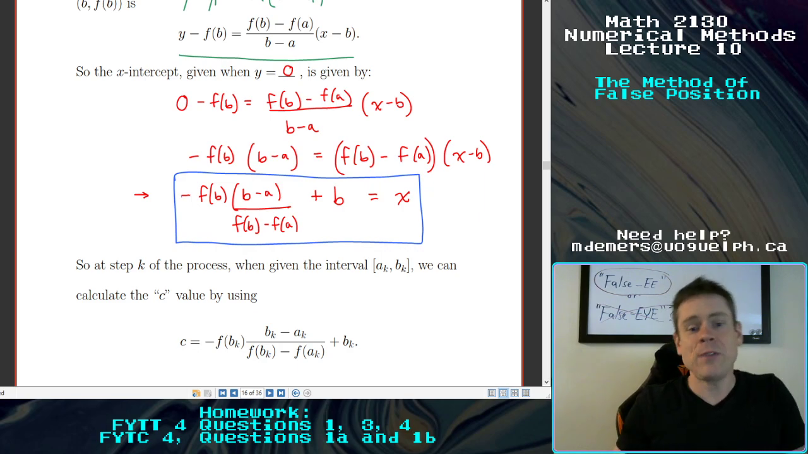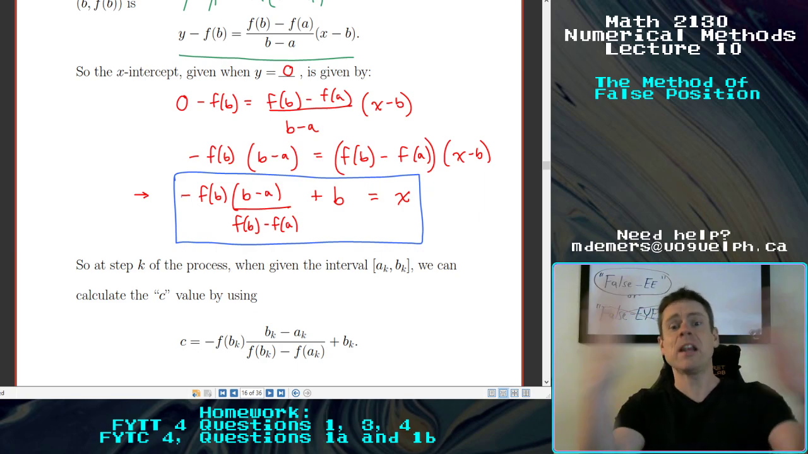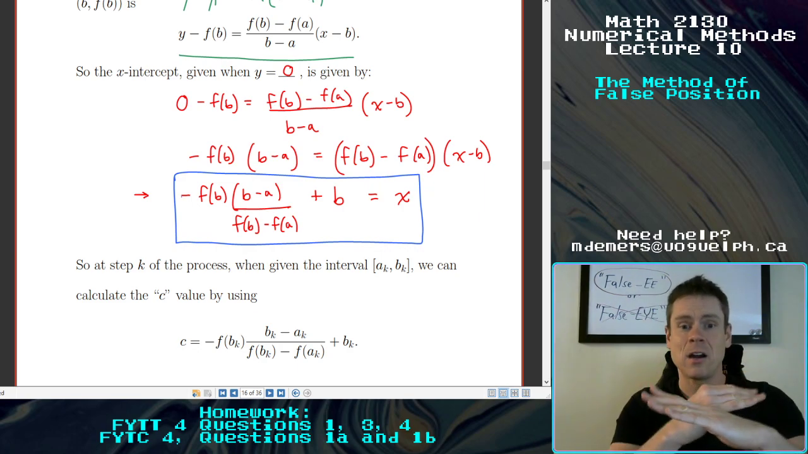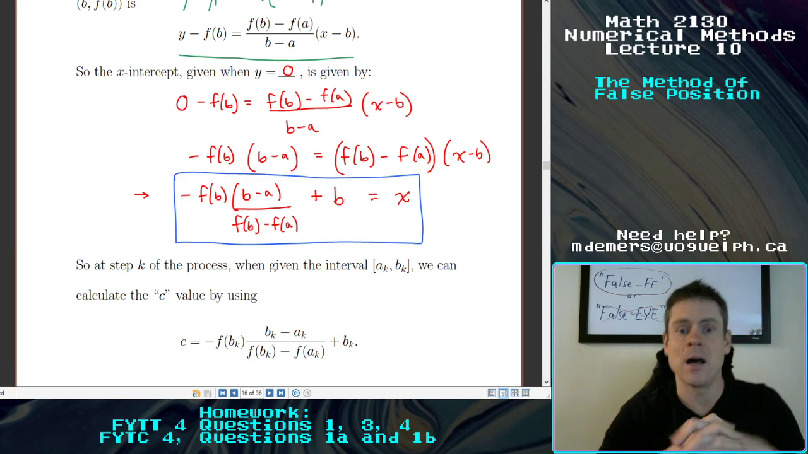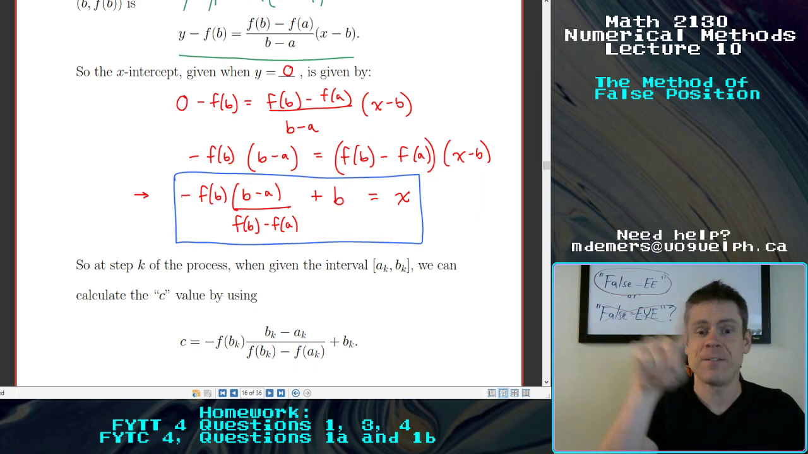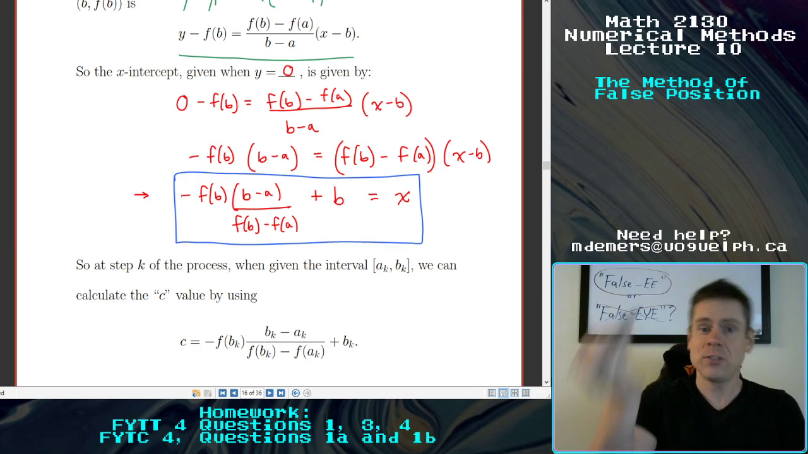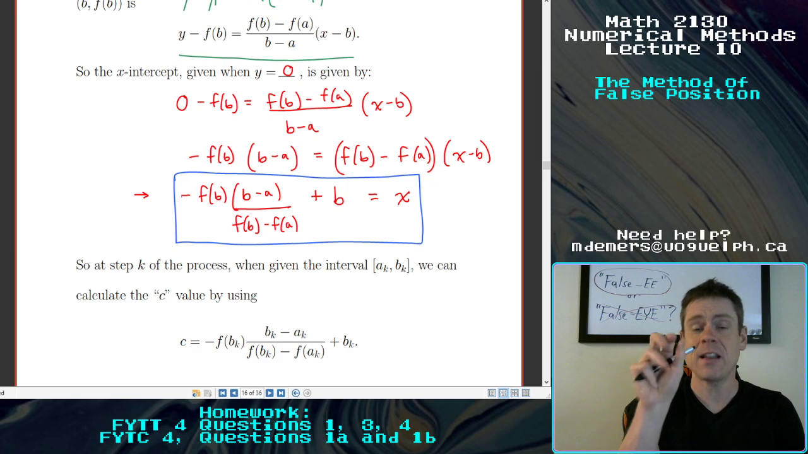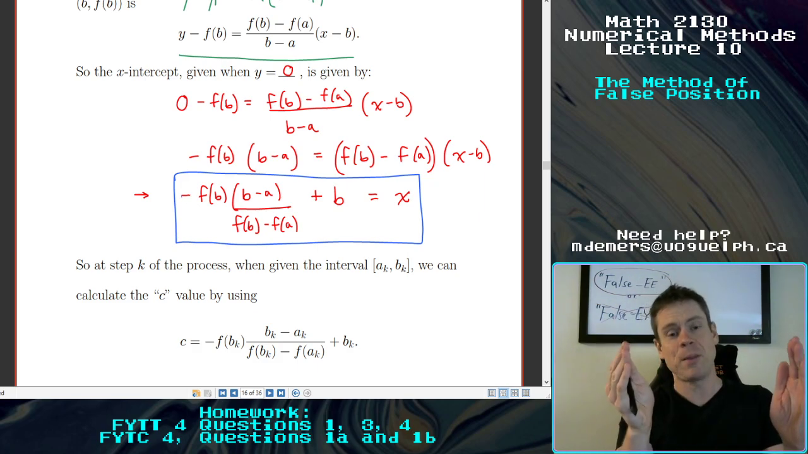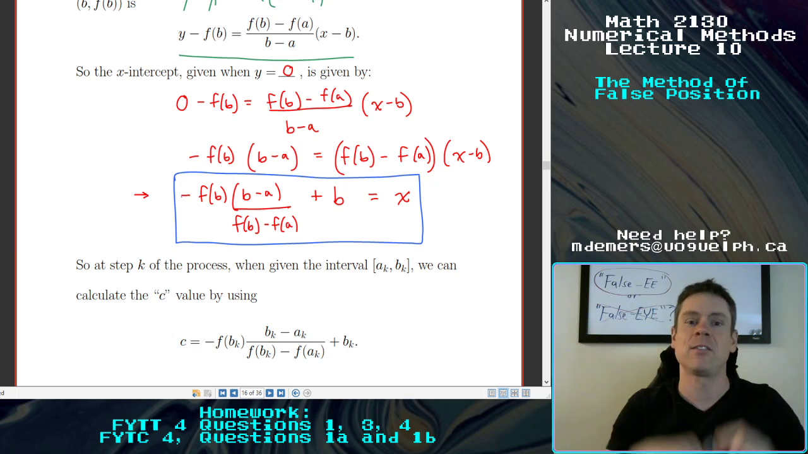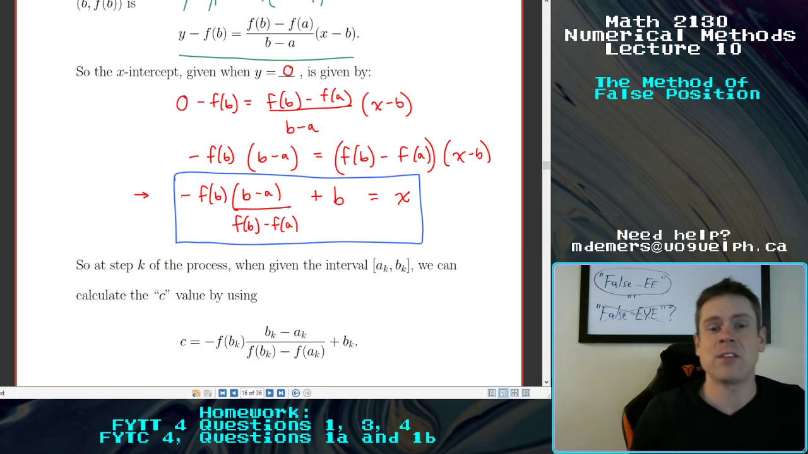Okay. We have to do that repeatedly. So this is going to give us our x, that x-intercept, and this is going to be defined as our c value. And this is going to be done repeatedly. We're going to evaluate that c value, see if it's positive or negative, find a new interval that brackets the root, and then repeat the process. So this is the scheme that we use repeatedly.